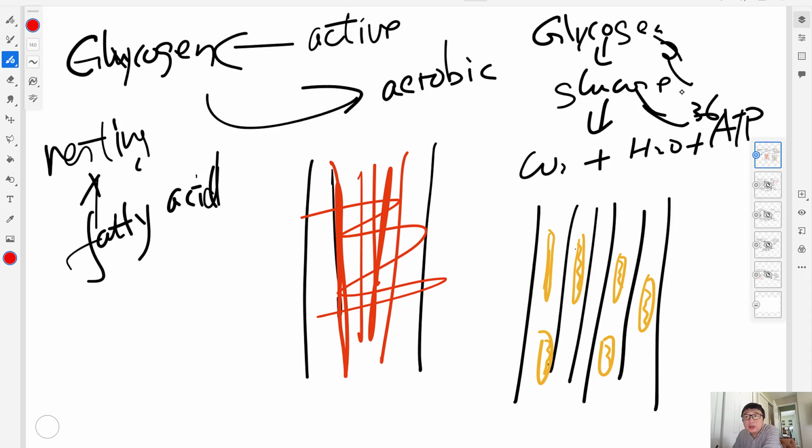mitochondria, but it's not the highest content. Probably the second highest content of mitochondria. So which tissue has the highest mitochondrial content? That's the heart muscle. We will talk about it in the next semester.